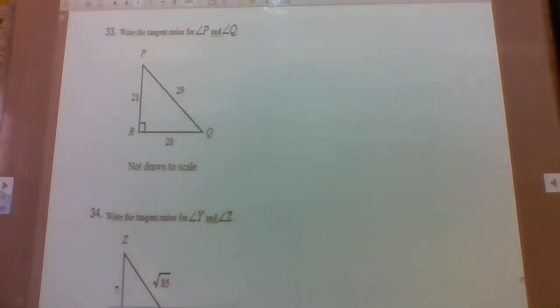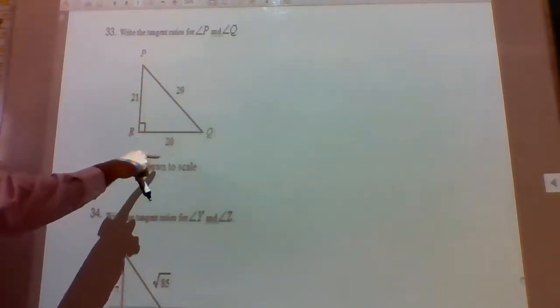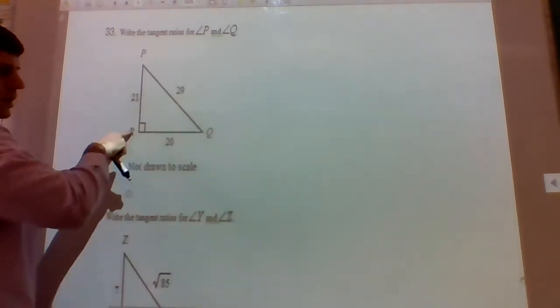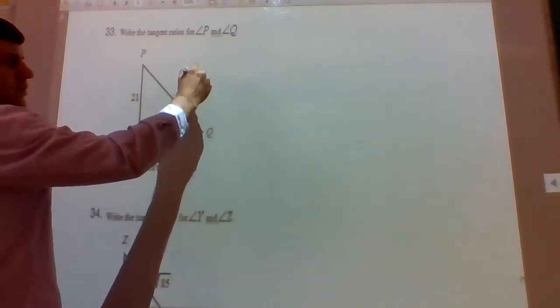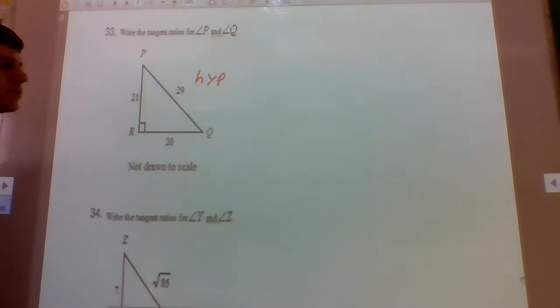Okay, so this is part 3, or the third page, of the semester 2 geometry final review. Number 33 is asking us to write the tangent ratios for angle P and angle Q. Let's start with angle P. First thing, let's label the hypotenuse. The hypotenuse is across from the right angle, so 29 is our hypotenuse.